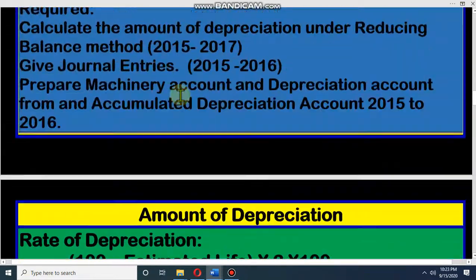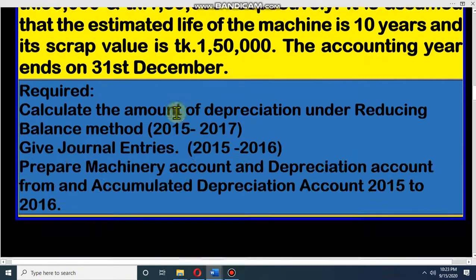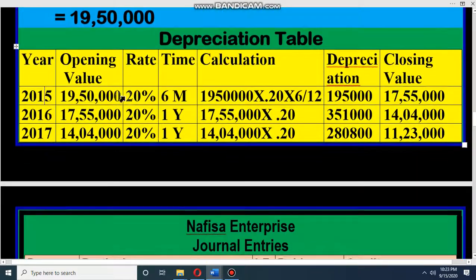Why is it 6 months? Dear student, look at the purchase date. We purchased this machine on July 1. That means July, August, September, October, November, December. That means for these 6 months we use this machine. So for 2015 we have to charge depreciation for 6 months.